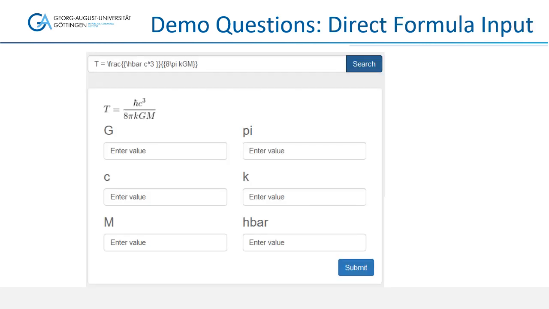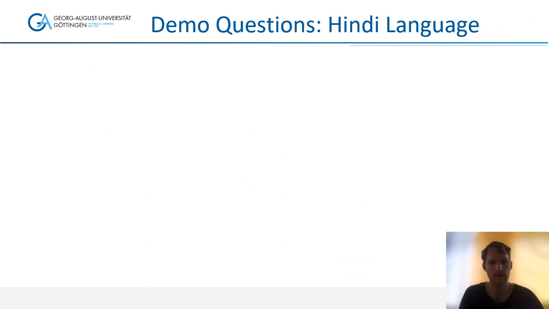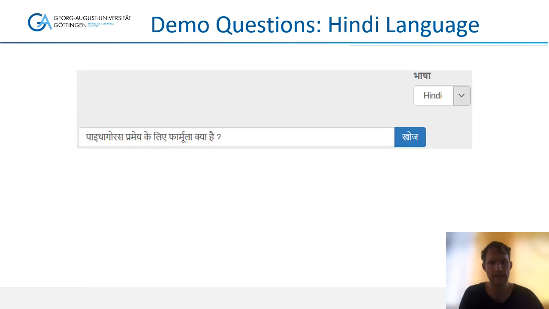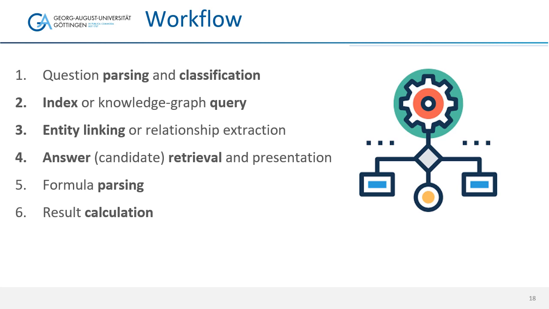Finally, the system also allows for a direct formula input using its LaTeX string. If you toggle the language, you can ask questions also in Hindi. The system workflow consists of the following steps: question parsing and classification, index and knowledge graph query, entity linking or relationship extraction, answer candidate retrieval and presentation, formula parsing, and result calculation.